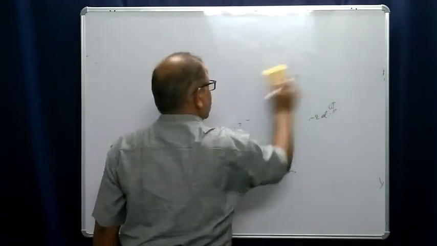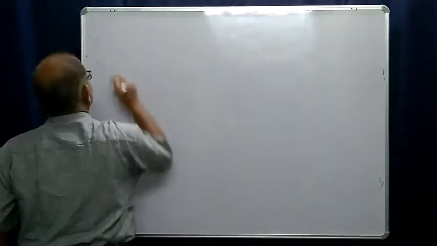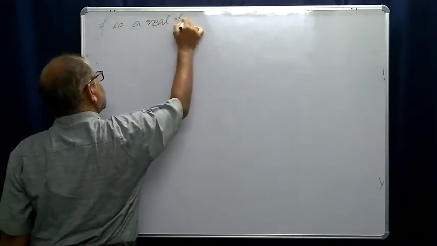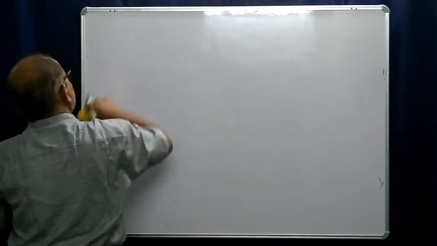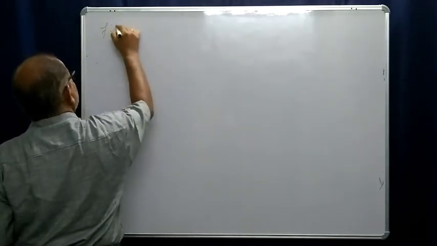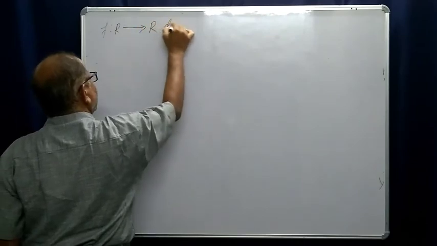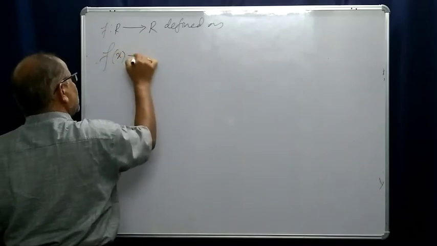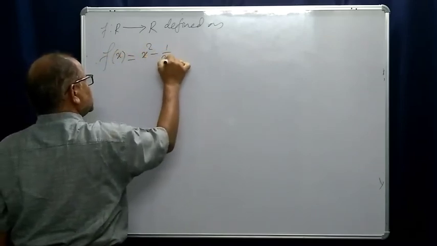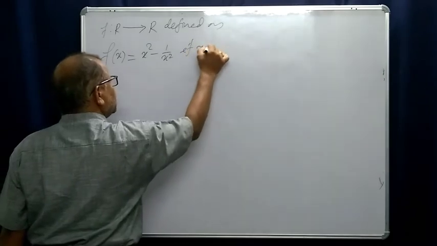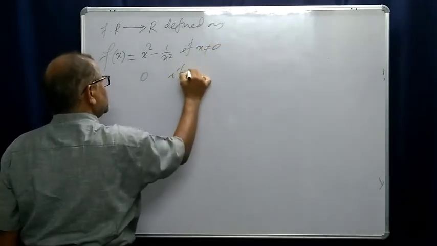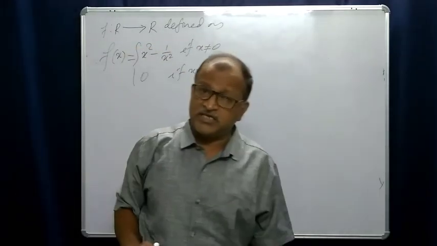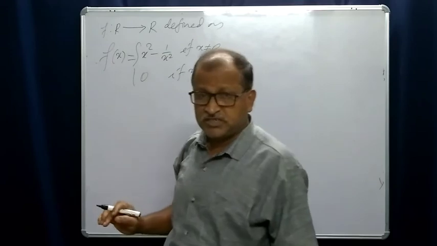Let us say f is a real function, that means f is a function from R to R. f is a function from R to R defined as f(x) is equal to x square minus 1 by x square if x is not equal to 0, and 0 if x is equal to 0, right? So test whether this function is injective and surjective or not.